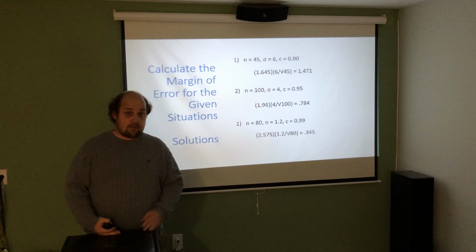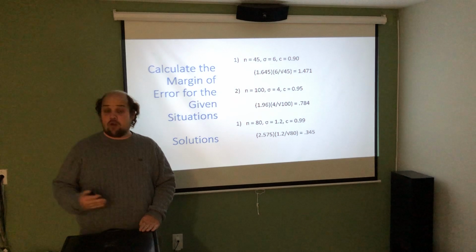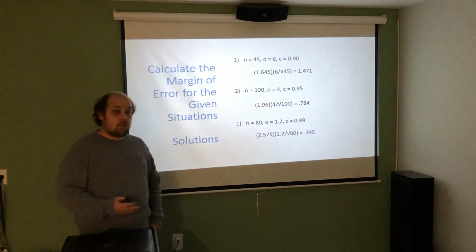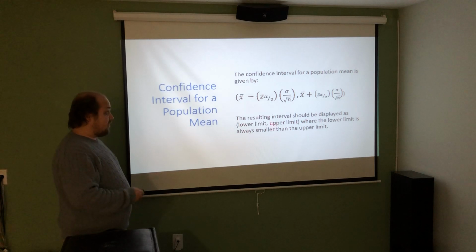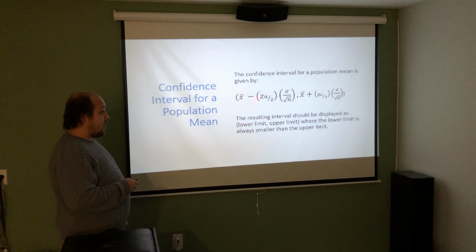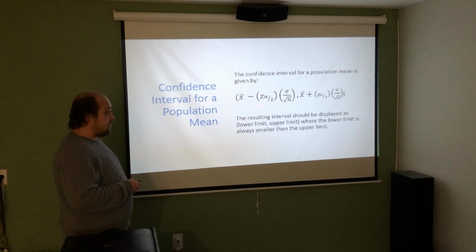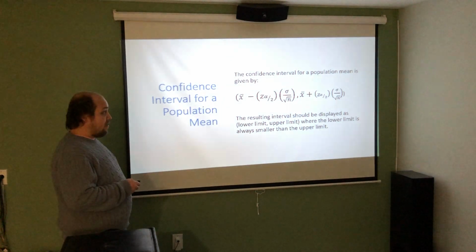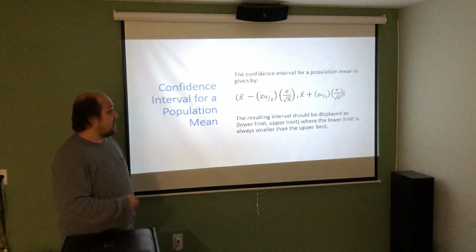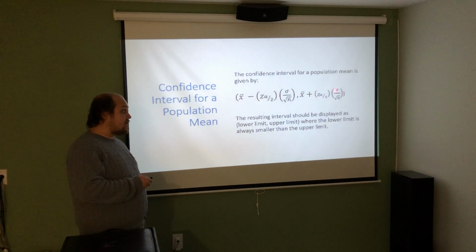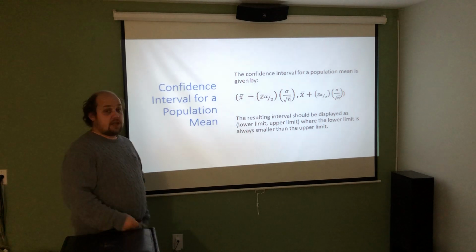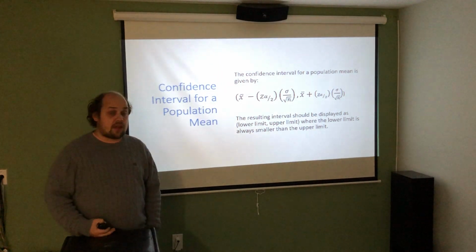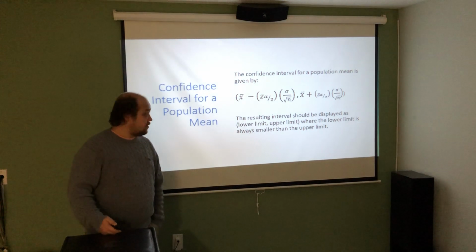We calculate the margin of error first, then we create the confidence interval using that margin of error. So when we go to create the confidence interval, we take the mean minus that margin of error we just calculated, and that's in front of the comma, the lower bound of the confidence interval. Then we take the mean plus that error we calculated, and that's the upper bound, the upper limit that comes after the comma in the confidence interval.